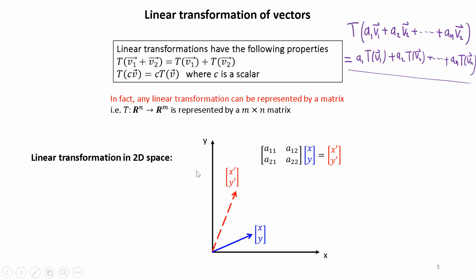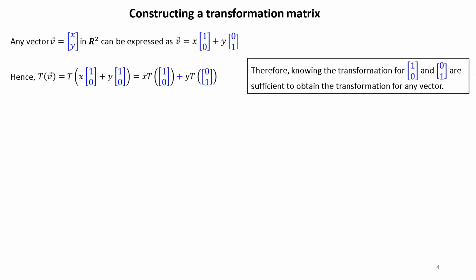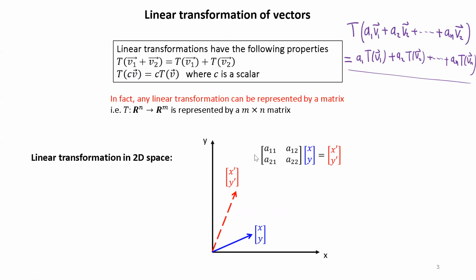In this case, any linear transformation can be represented by a 2 by 2 matrix. I take a column vector and do this matrix-vector product, and then I get the transformed vector. So now the question is, how do we construct the transformation matrix here?